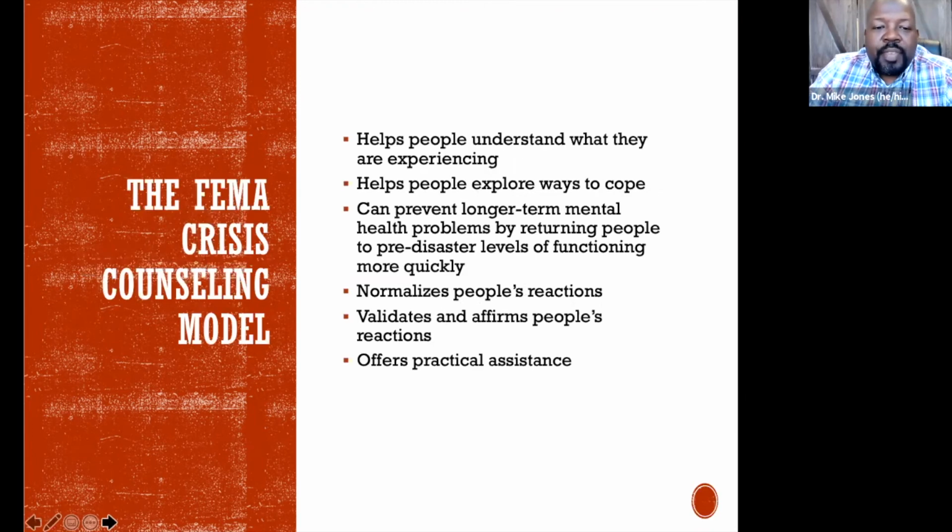When we consider the FEMA crisis model, they have six main points that they bring out, and I want to cover two or three that I feel are the most relevant to our topic today. One of the first things it talks about is helping people to understand what they are experiencing.